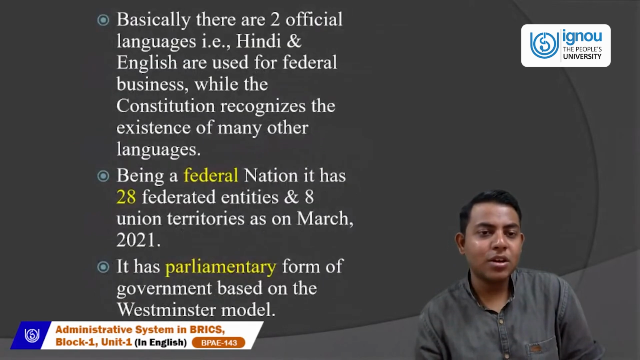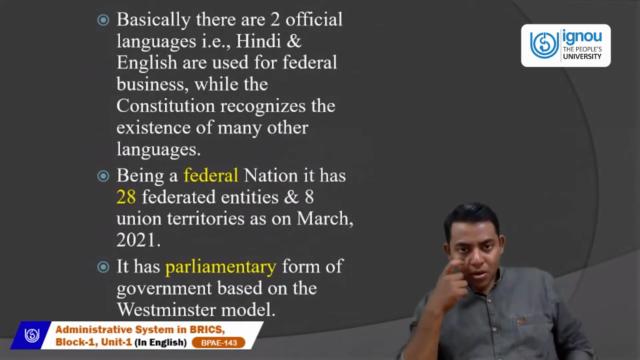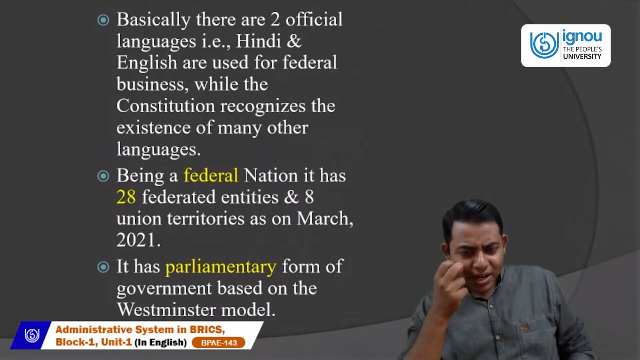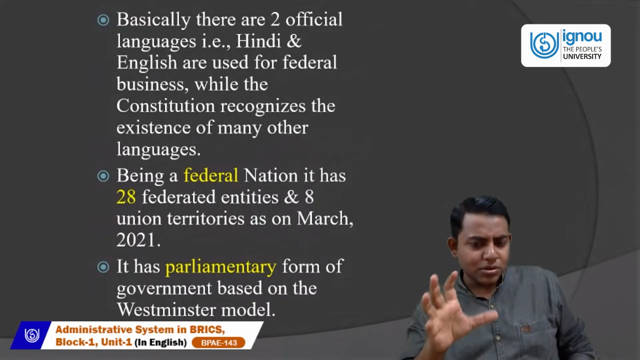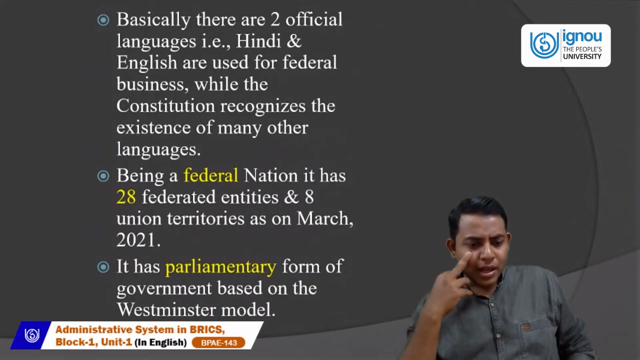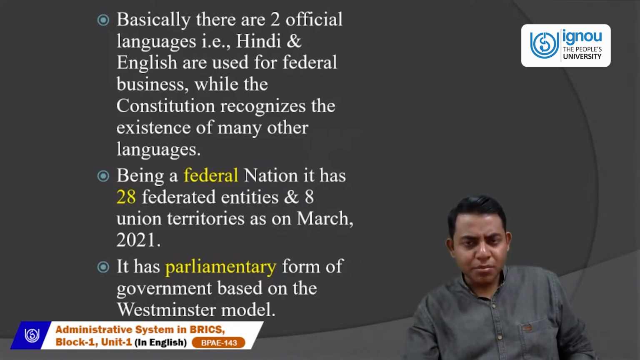And there are two official languages, Hindi and English, which are used for federal business. And the constitution recognizes the existence of many other languages. So, being a federal nation, our country has 28 federated entities and 8 union territories. So, as of March 2021, we have 28 federated entities, which are states, and 8 union territories. And our country has a parliamentary form of government, which is based on the Westminster model.